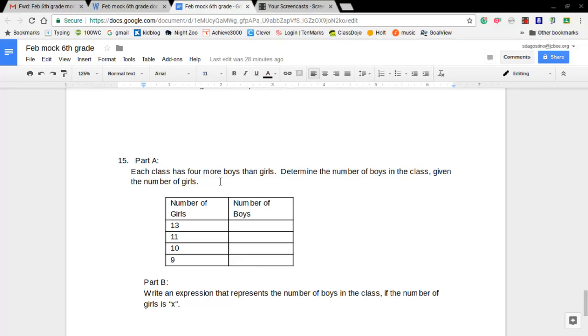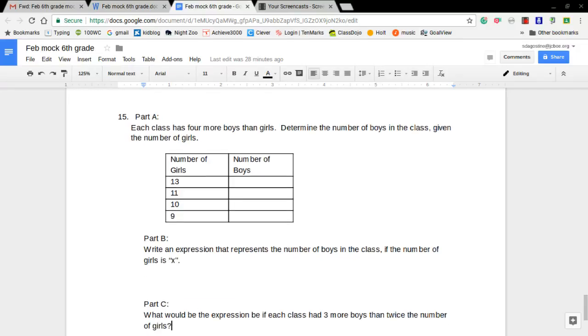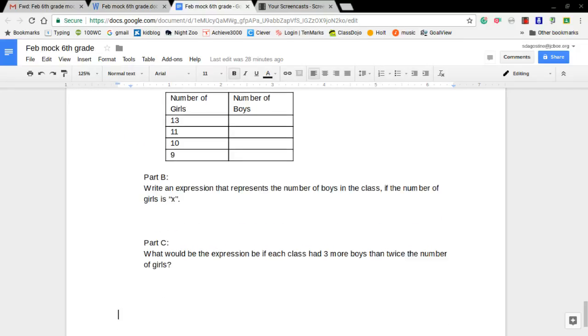Part B. Write an expression that represents the number of boys in the class if the number of girls is X. Part C. What would be the expression if each class had 3 more boys than twice the number of girls?